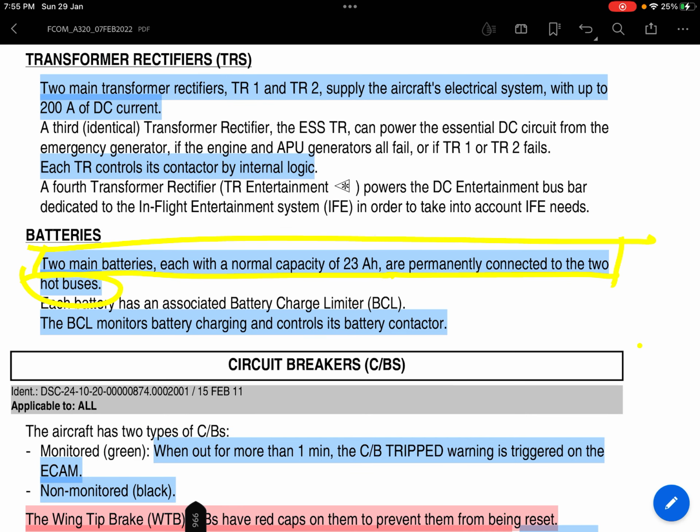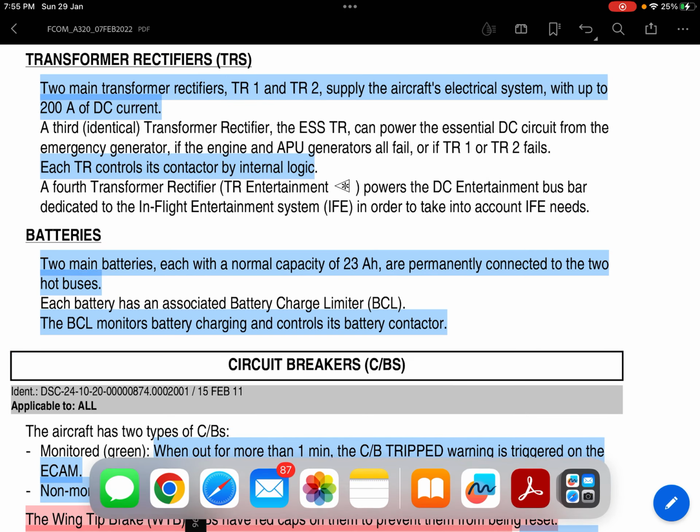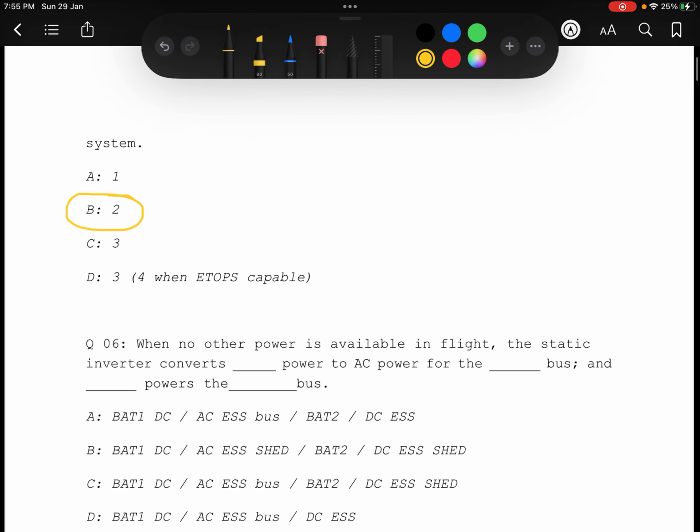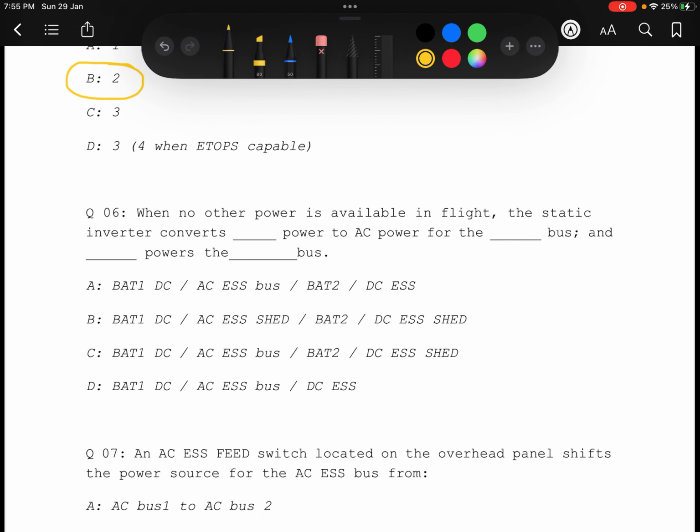Done. So moving further for the next question. Question number 6. When no other power is available in flight, the static inverter converts battery 1 DC power to the AC power for the AC essential bus.